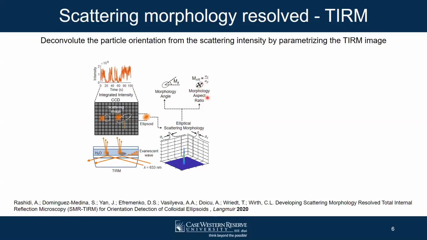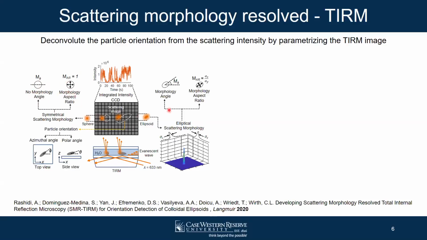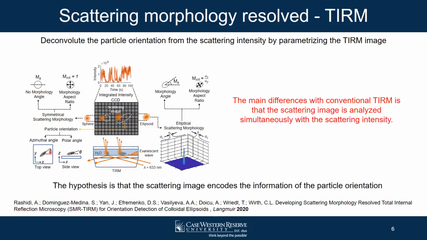It's important to note, also, I didn't mention this, but for a spherical particle, the scattering morphology is nearly circular. So these values really don't have much importance for the spherical case because you have no morphology angle and you have an aspect ratio equal to 1. So then from this morphology angle and morphology aspect ratio, we hope to determine the azimuthal angle and then also the polar angle, and then determine the height independent of these orientation measurements.